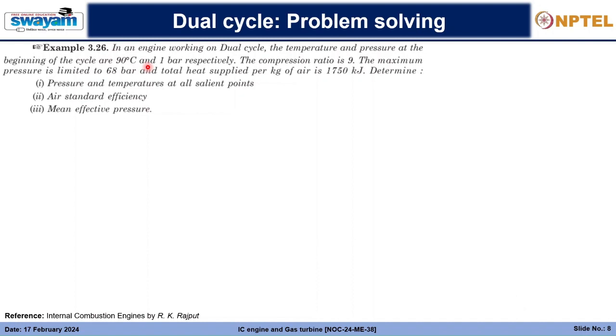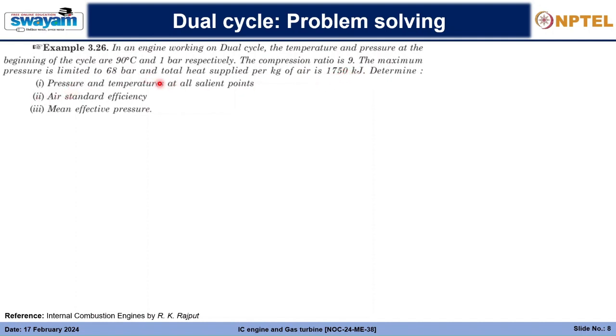So the next question is, in an engine working on a dual cycle, the temperature and pressure at the beginning of the cycle is 90 degrees Celsius and 1 bar. So at the inlet point 1, we are given the conditions of the temperature and pressure. Then the compression ratio is given as 9. So we know the compression ratio, that is very good information. The maximum pressure is limited to 68 bar. And the total heat supplied per kg is 1750 kilojoule. So that is kilojoule per kg.